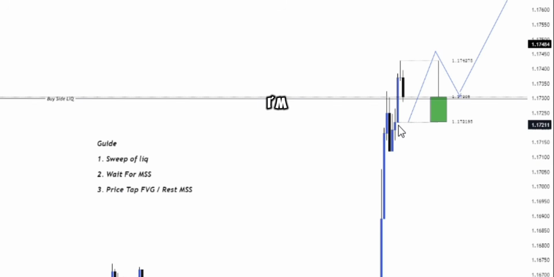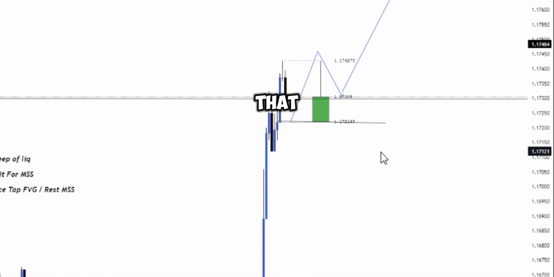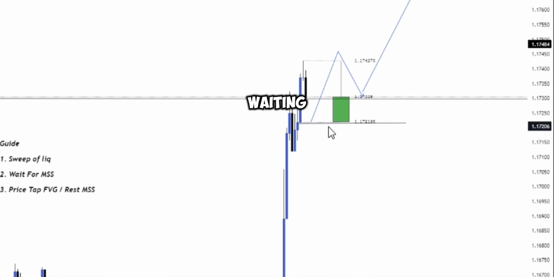So in a sense, I'm going to mark this candle right here that did that sweep of liquidity, right? That candle that basically finished the buyers' move, right? So in a sense, I was waiting to see if price can close below here.